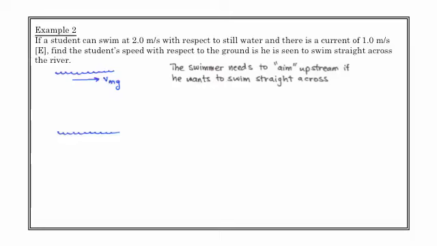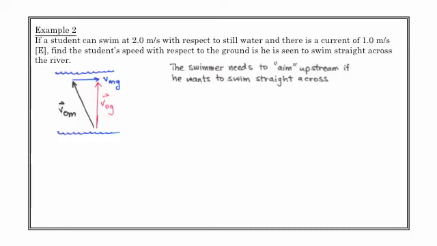And we know that if I want to get to a point straight across to the other side, I actually have to aim myself upstream so that the current will push me back. And this is the idea of relative velocity. So in this case, here's where the swimmer, swimming at 2 meters per second, has to point himself. So that when we add these two vectors up, we get one that goes straight across. And that would be the velocity of the object with respect to the ground.